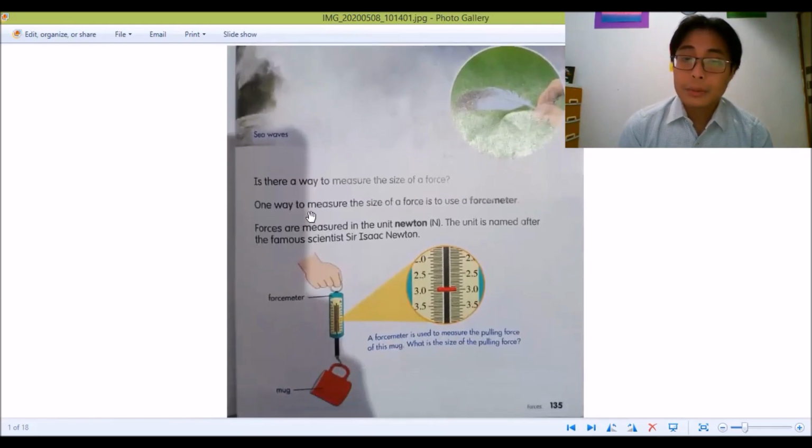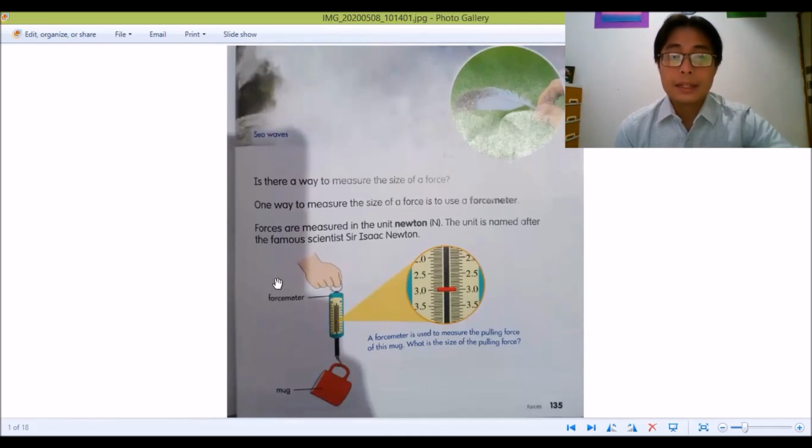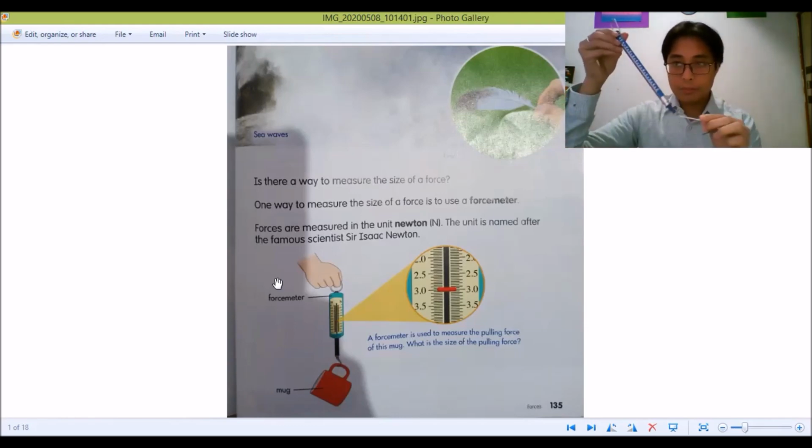Okay, so here we're going to learn that there is a tool to measure force and we call it a force meter. Later I will show you what a force meter is and we're going to have some demonstration on it. Is that clear? One way to measure the size of a force is to use a force meter. I have here a force meter.